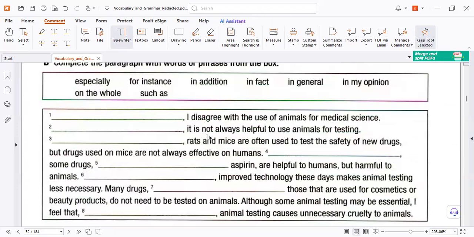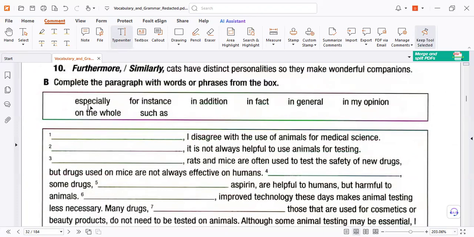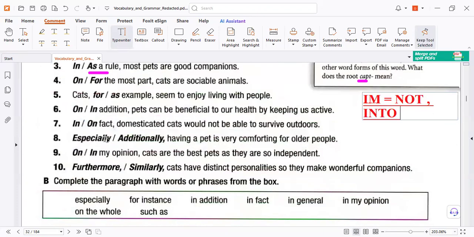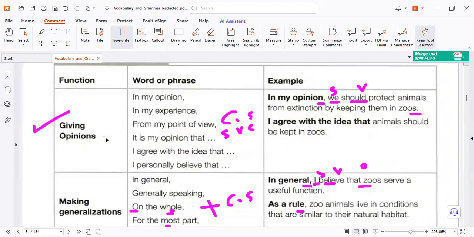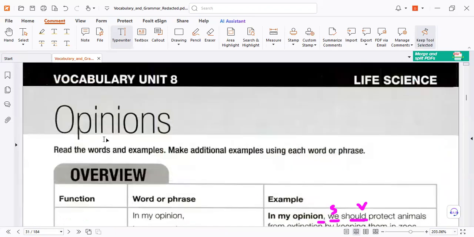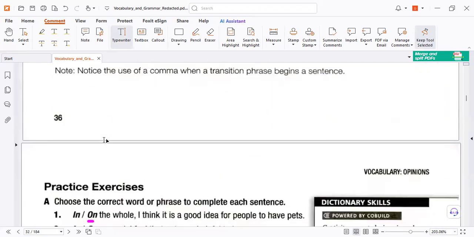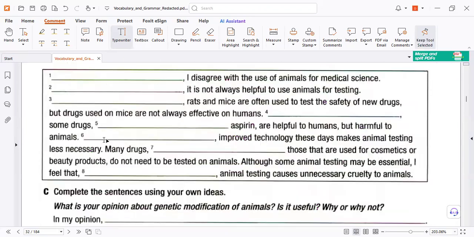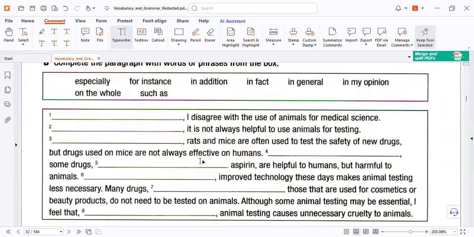Now imagine that there is a paragraph and you are going to correct it. So which one could be? Okay. Let's read and complete it very quickly. Imagine you are correcting your writing. So let's do it.